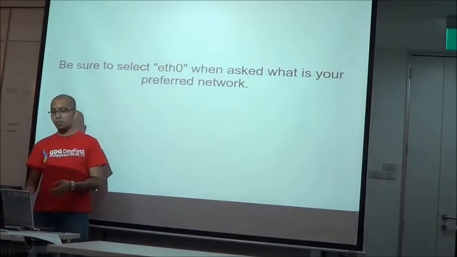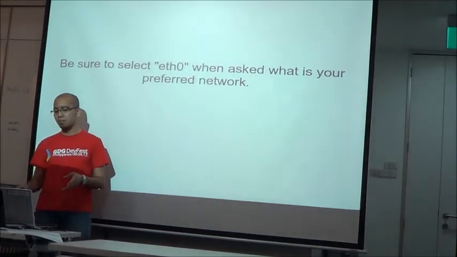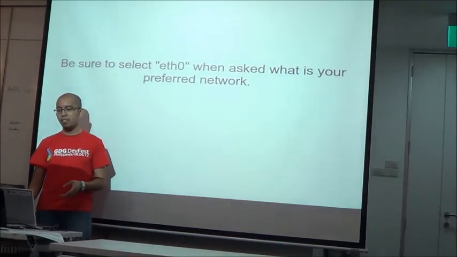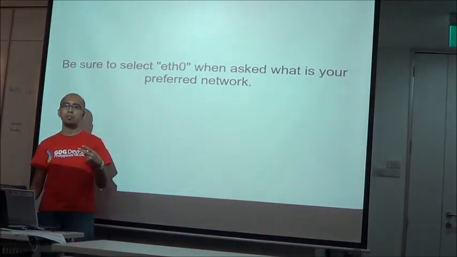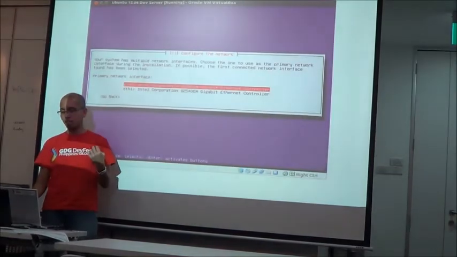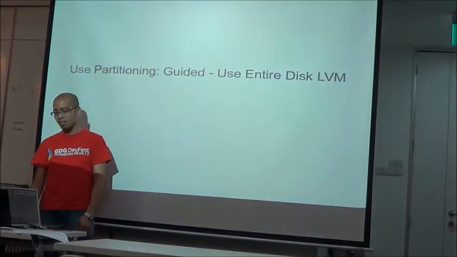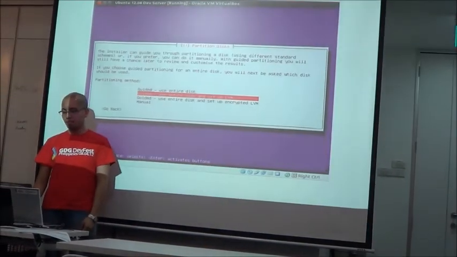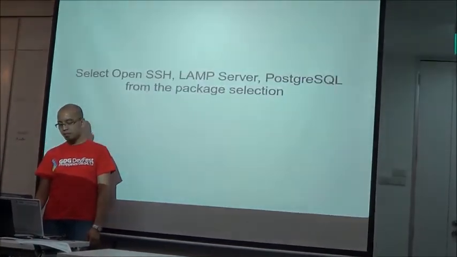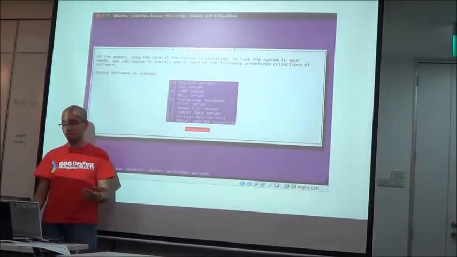While you're doing that, there are just things to make sure about. Be sure to select eth0 when you are asked what is your preferred network, because Ubuntu will be detecting two network adapters, since that's how we set up the machine. So use that as your preferred one. And then just use the entire partition. And then select your initial choice.